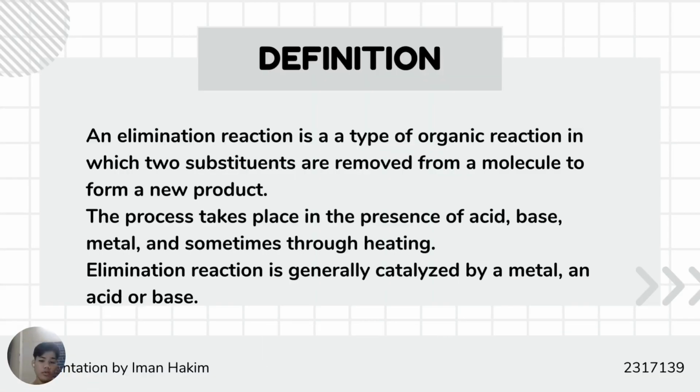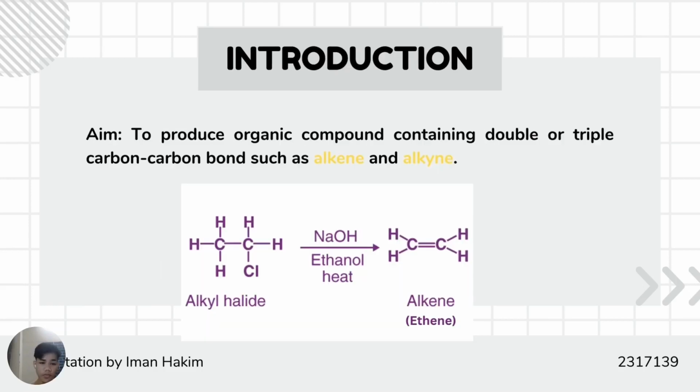Elimination reaction is a type of organic reaction in which two substituents are removed from a molecule to form a new product. The process takes place in the presence of acid, base, metal, sometimes through heating. Elimination reaction is generally catalyzed by a metal, an acid, or a base. So the purpose of the elimination reaction is to produce organic compounds containing double or triple carbon bonds, such as alkene and alkyne.